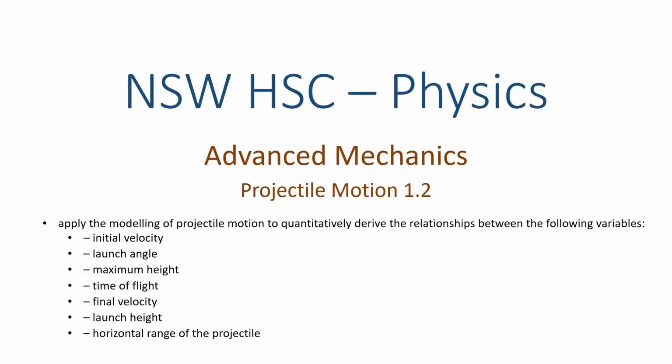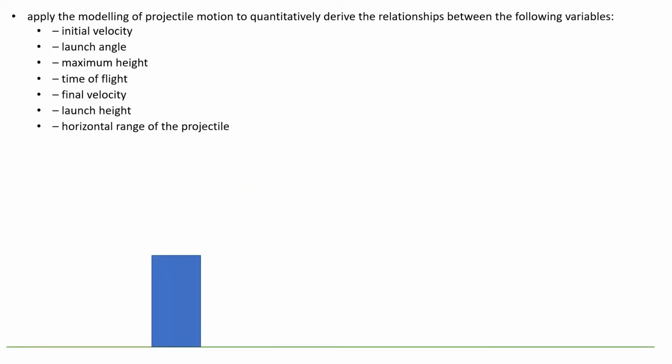Okie dokie, welcome back. So we're going to be moving on to the next stop point now, which is apply the modeling of projectile motion to quantitatively derive the relationships between the following variables: initial velocity, launch angle, maximum height, time of flight, final velocity, launch height, and horizontal range of the projectile. So let's get started on that.